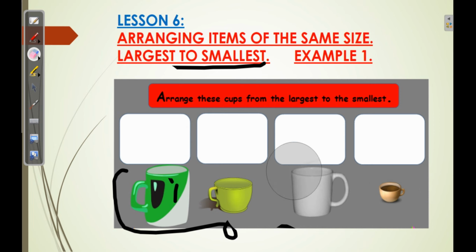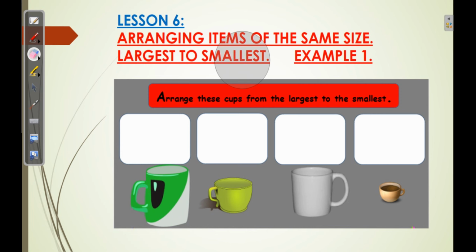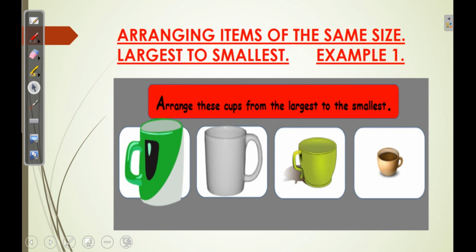Well, now we can continue by looking at our example. Another example we are having, and this is how we have arranged our cups. You can see position 1 here, position 2 here, position 3, and the last one at position 4. So basically that is how we do arranging items of the same size from the largest to the smallest.